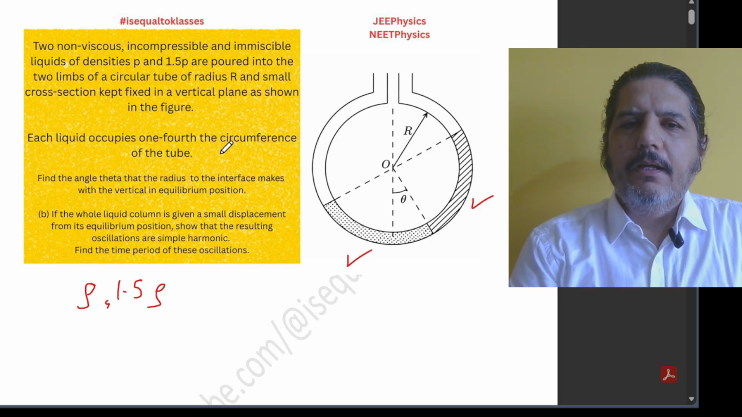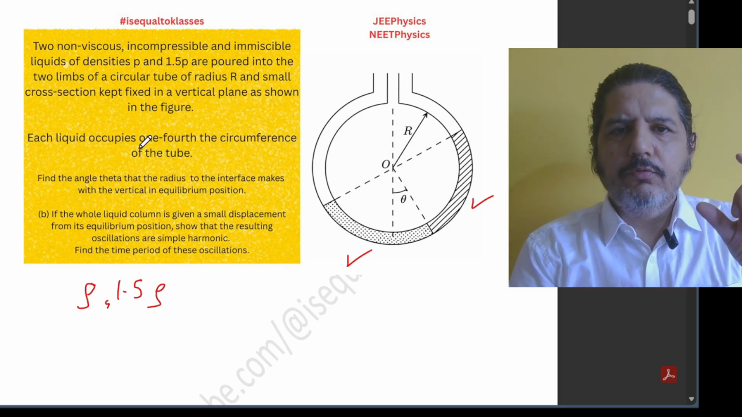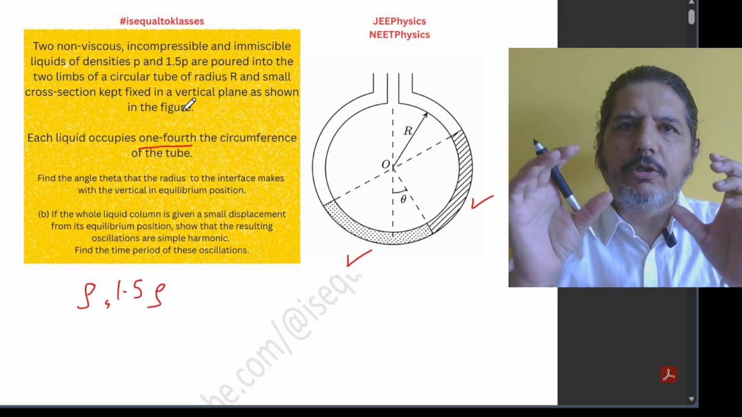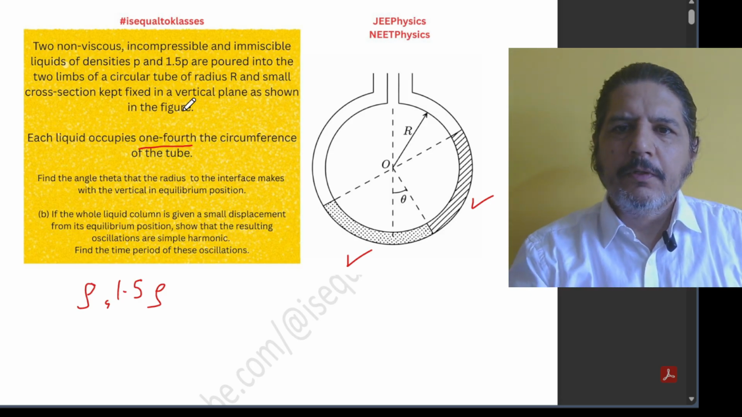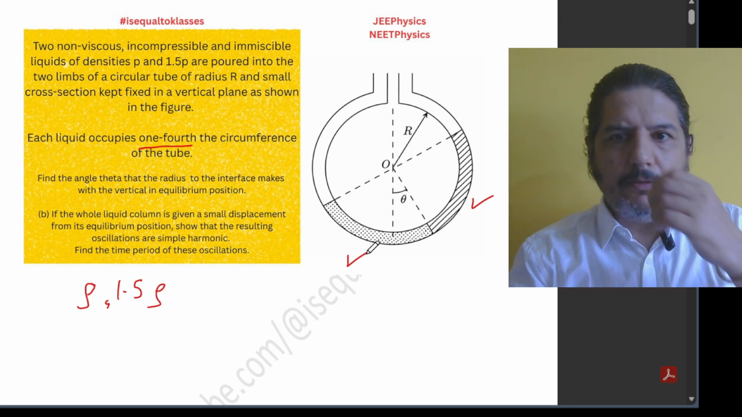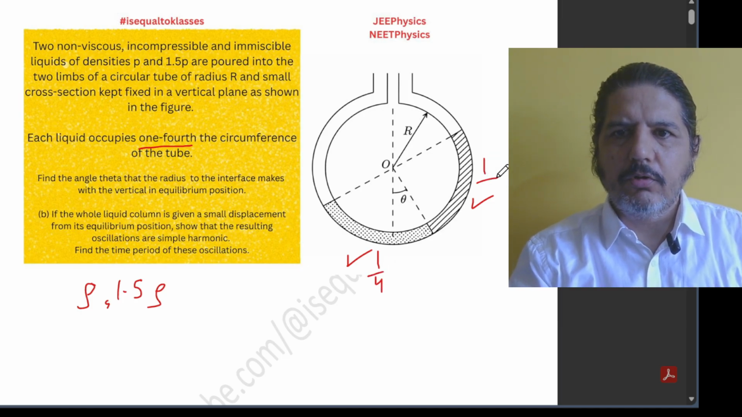Okay. Now each liquid occupies 1/4 the circumference of the tube. So each liquid occupies 1/4, which implies that the two liquids will occupy half the circumference of the tube. So that is why you see this line. So this is 1/4 of the circumference. This is 1/4 of the circumference.